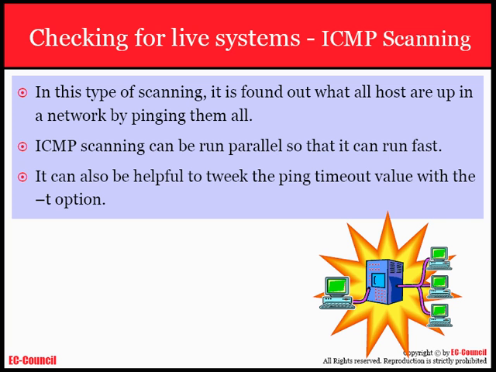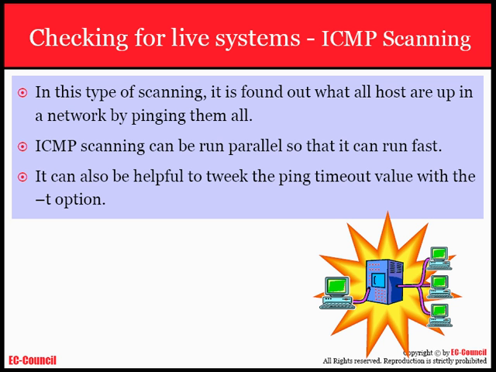To check for live systems, there's a lot of different things you can do. One of the most common ways to check for live systems is by doing a simple ICMP scan. In this type of scan, basically what you're going to do is ping each one. You're going to send out an ICMP packet, and hopefully you'll get a response. This can be very effective because you can run these in parallel so that it runs very, very fast.